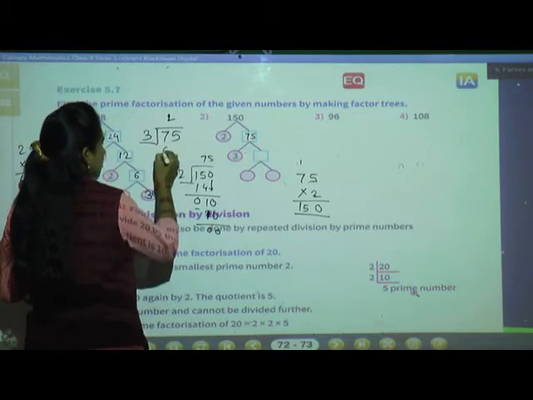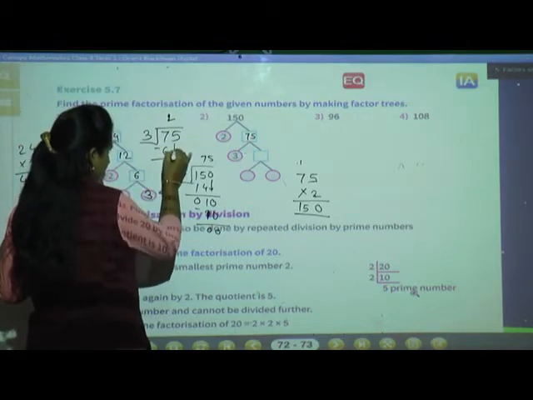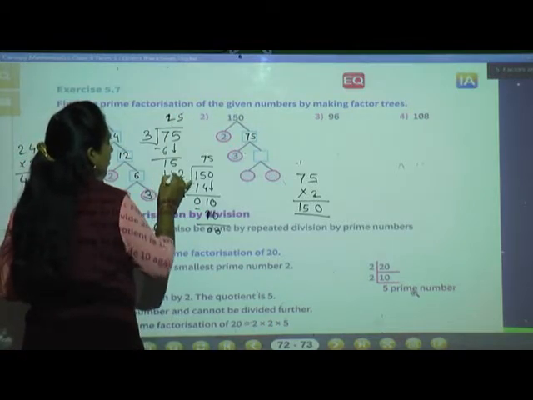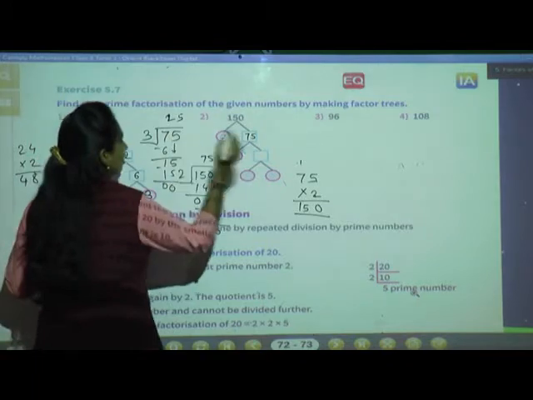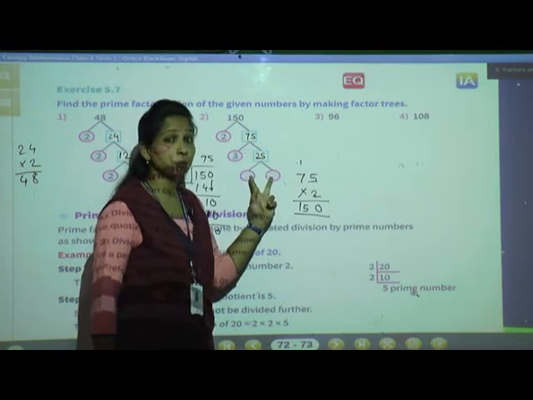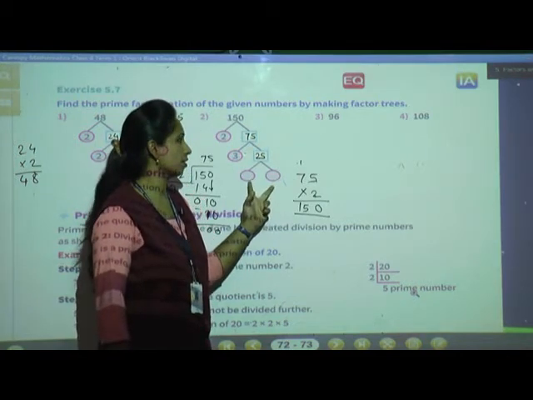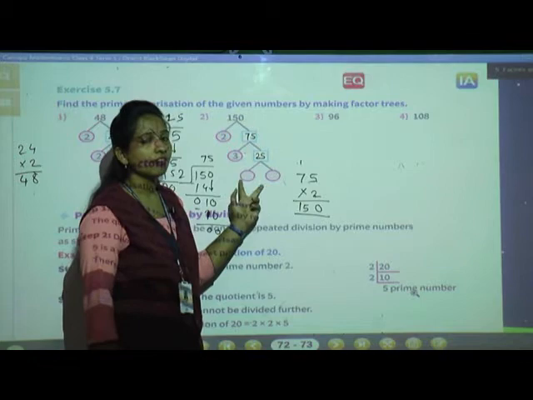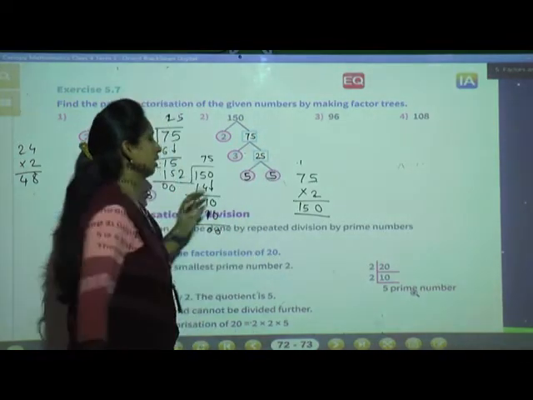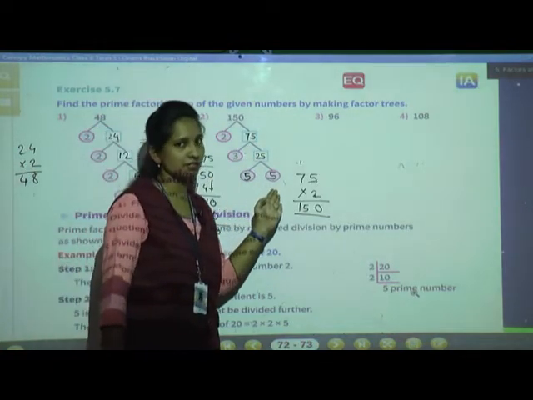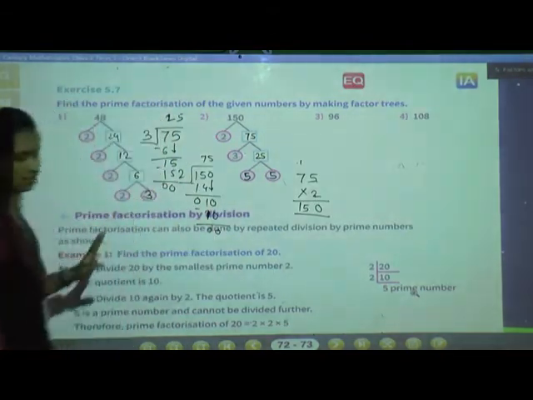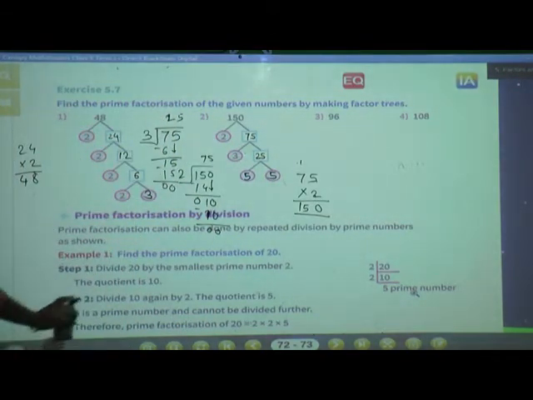3 2s are 6. 1 will remain, bring down 5. Then 15 is there. Yes. 3 5s are 15. 0 0. Then 25. Now how can we split up 25 into prime numbers only? Prime numbers. Yes. Tell me, where is 25? In the 5 table, isn't it? 5 5s are 25. 5 is a prime number. This 5 is also a prime number because 5's factors are 1 and the number itself. Are you getting? Is that clear?